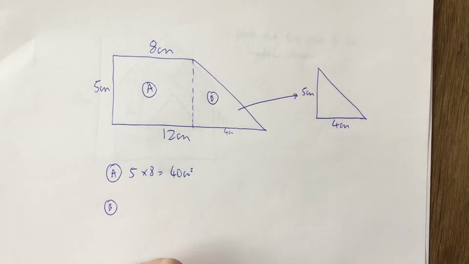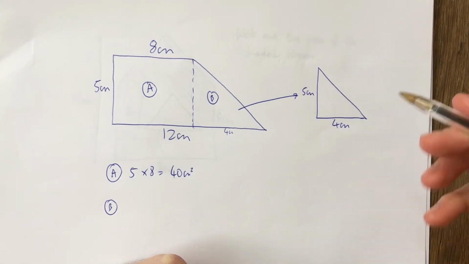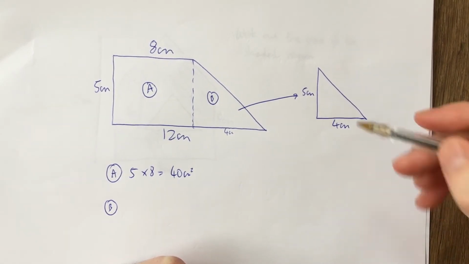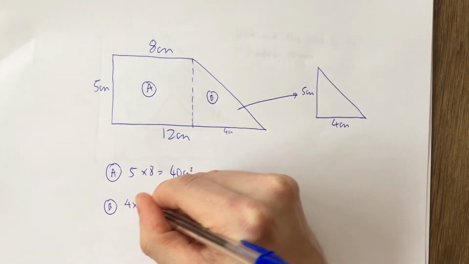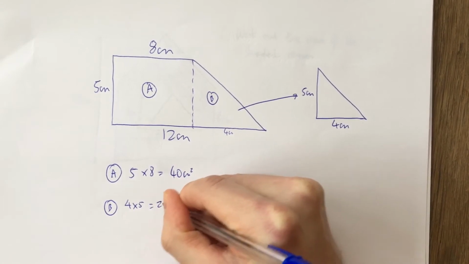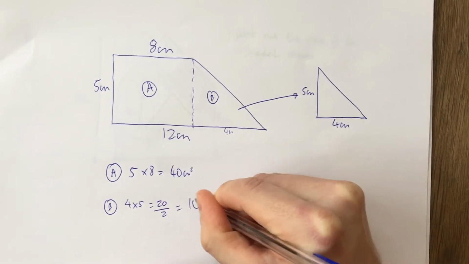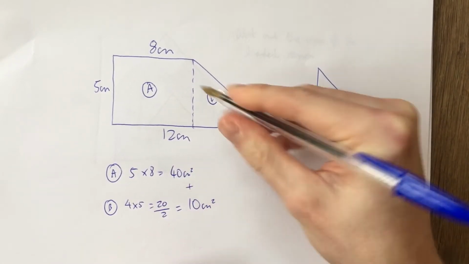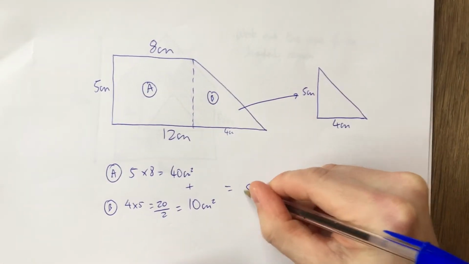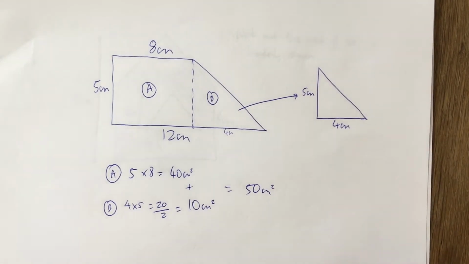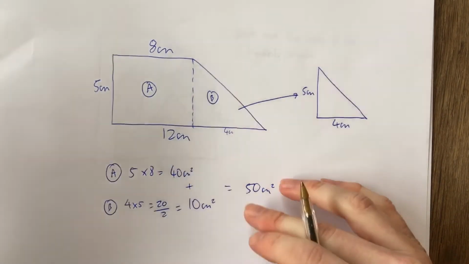So to work out the area of a triangle, you do base times height divided by 2. So 4 times 5 equals 20, divided by 2 equals 10 centimetres squared. That's the answer to 40, that's the answer to 10. Add them together, 50 centimetres squared. Final answer. Okay, last example.